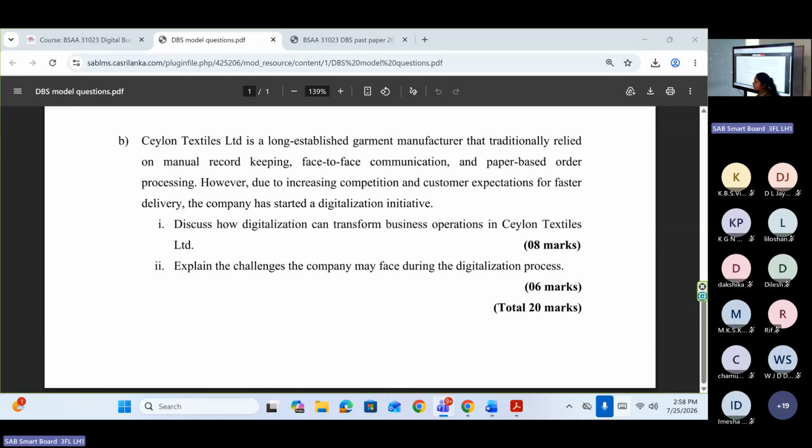So it's easy, you can think of the challenges, but it is given 6 marks. At least you have to write 3, and you have to explain the 3.